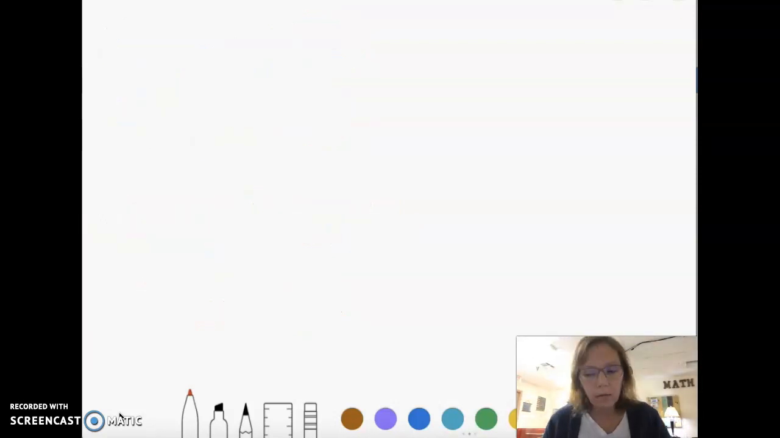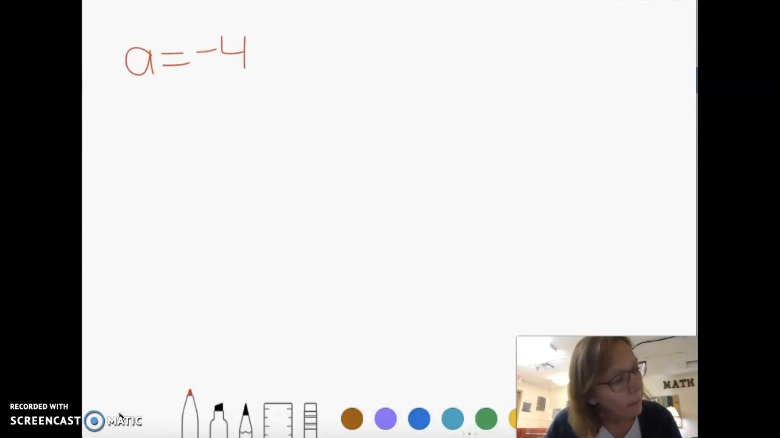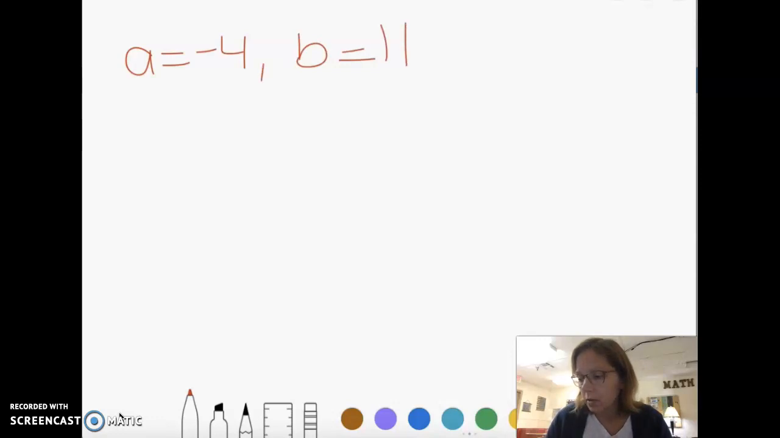Alright, and the last little part on this lesson today is just evaluating expressions, and it says when A equals negative 4 and B equals 11. So the directions are giving me this information. I didn't pull this out of thin air, it's in the directions. It says when A equals negative 4 and B equals 11, solve these problems. So number 9 is A minus 6A.